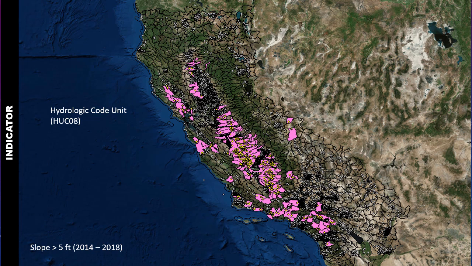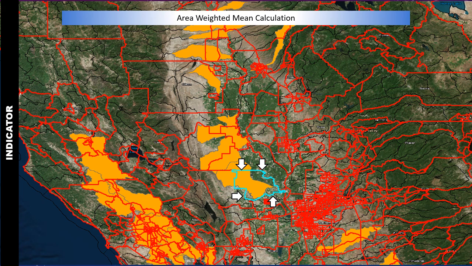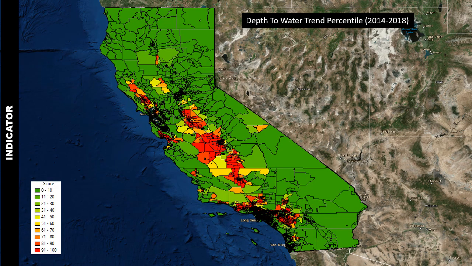The next step is to overlay the yellow points from the last slide with the hydrologic code unit HUC08 boundaries. The polygons that touch the yellow points will be assigned with 100% risk score. The value in the HUC08 boundary is then aggregated to the final census tract boundary using area-weighted mean calculation. This slide shows the risk score for the depth to groundwater indicator. We notice that a lot of high-risk areas, which is red color, are focusing in Central Valley regions.